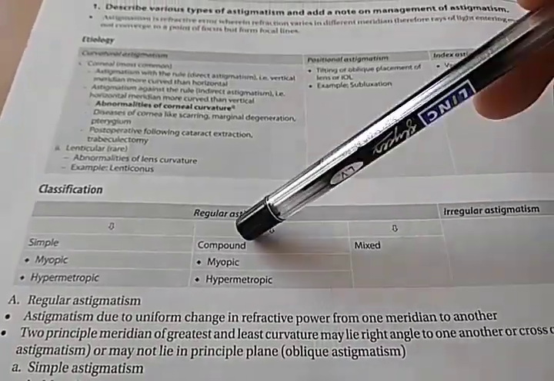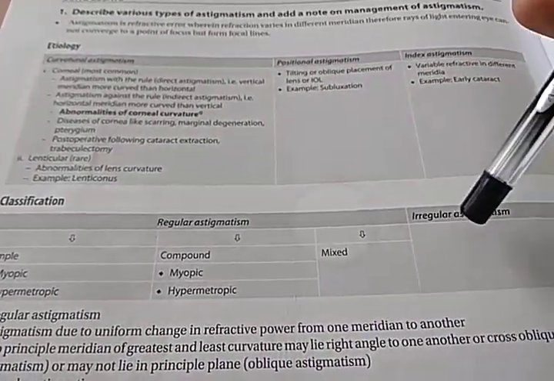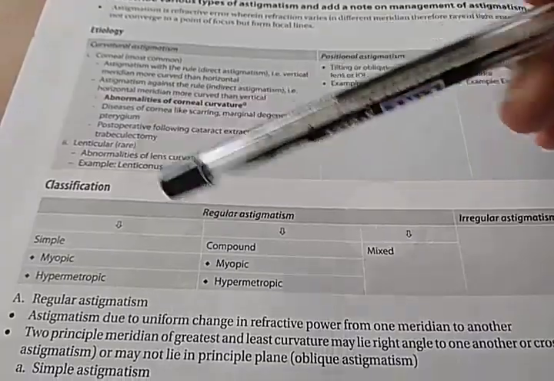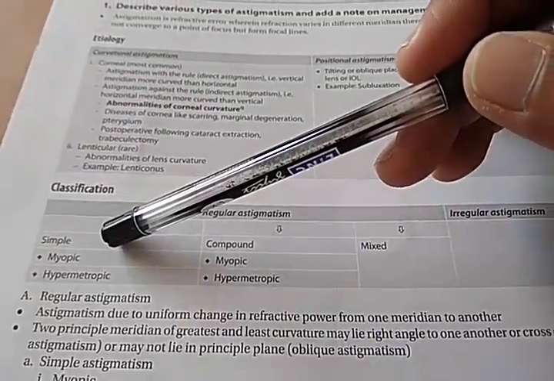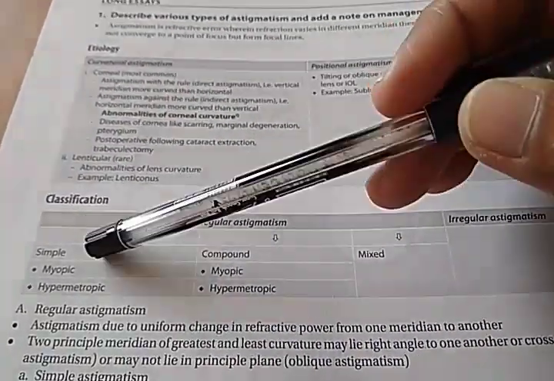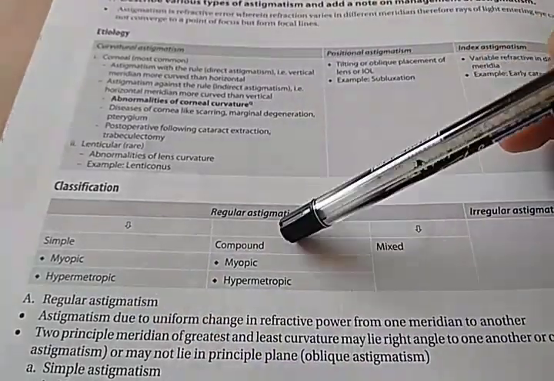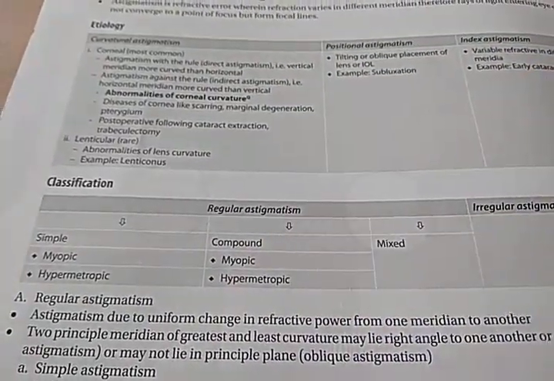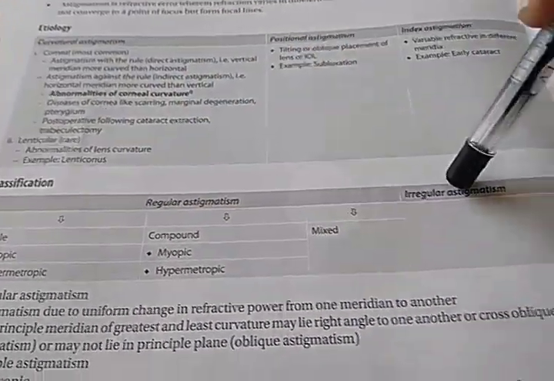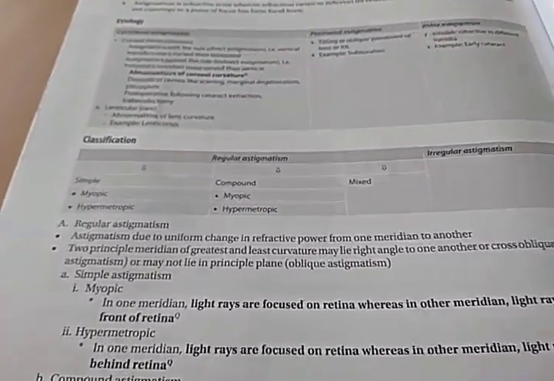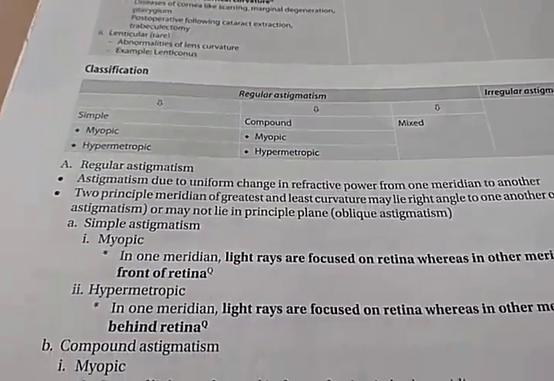Then you have another type of classification. You have regular astigmatism, irregular astigmatism. Again, in that you have simple, regular, compound, mixed. Simple means myopic, hypermetropic. Compound means myopic, hypermetropic. Same thing. Okay. And irregular, no special kind again under it. Okay. So you will have to understand all this.